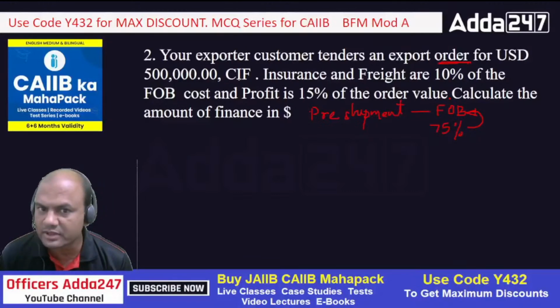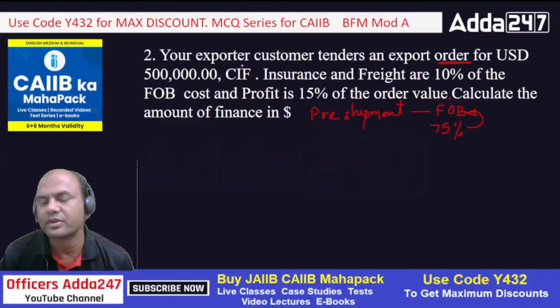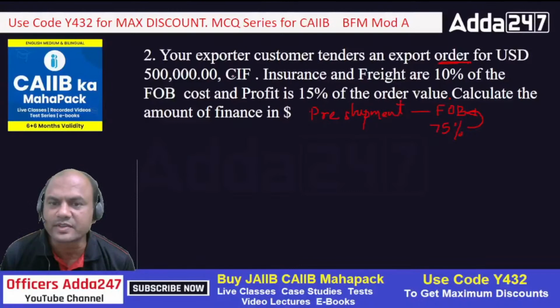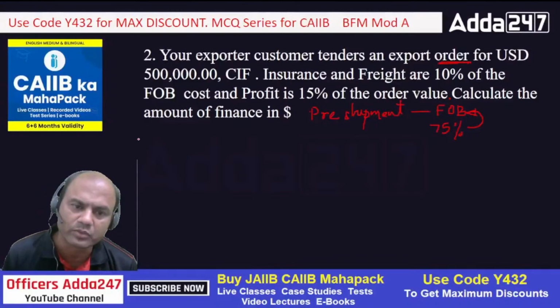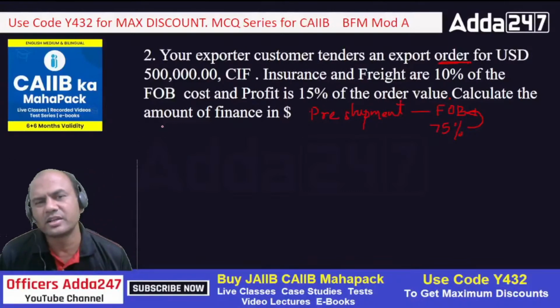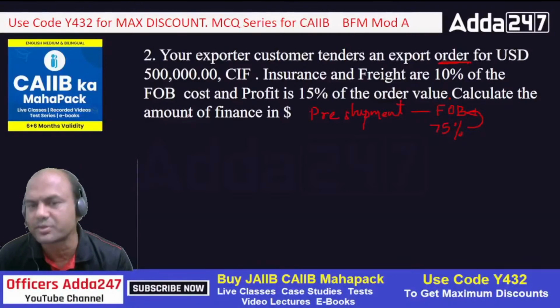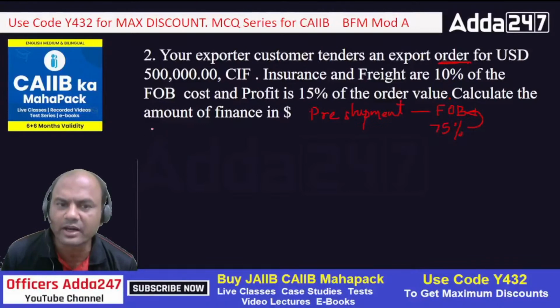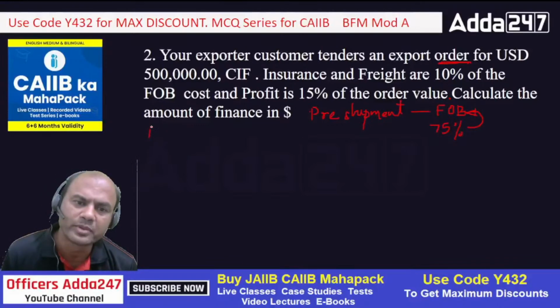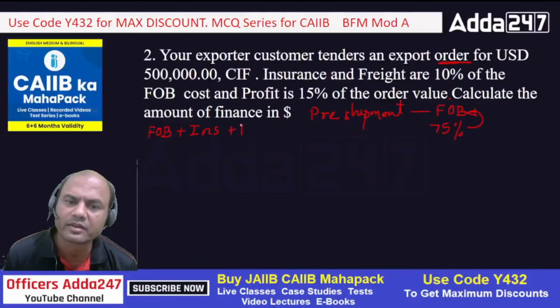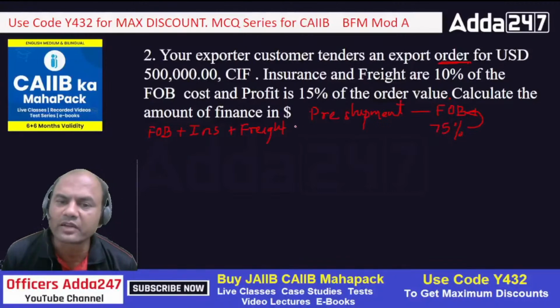So now what is given? This order is of CIF. So what is the relation between CIF and FOB? I'll write it down over here. In a single video I won't be able to clarify all these points, but I'll just clarify regarding FOB. So FOB plus insurance plus freight. Freight means the traveling cost, equals CIF.